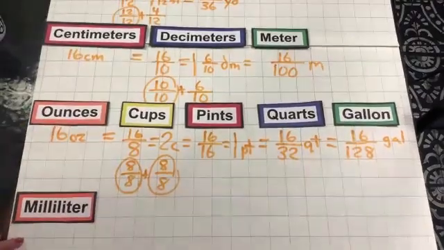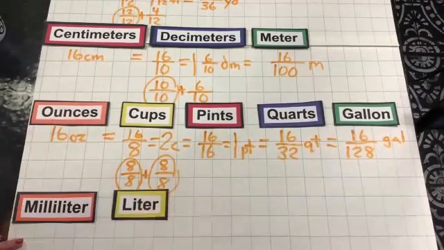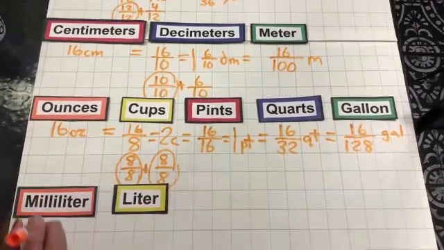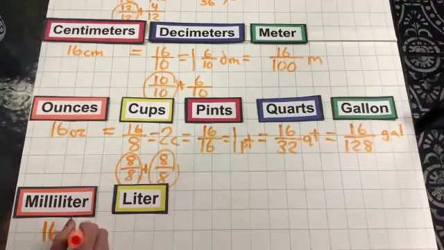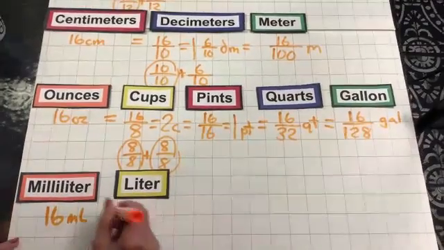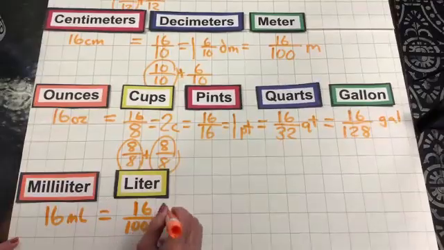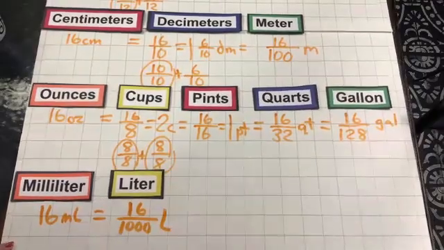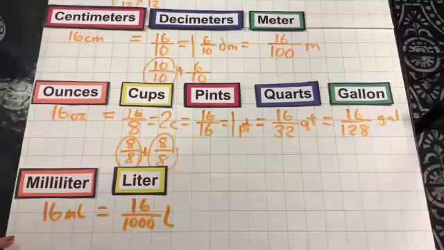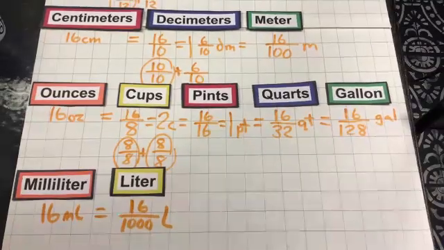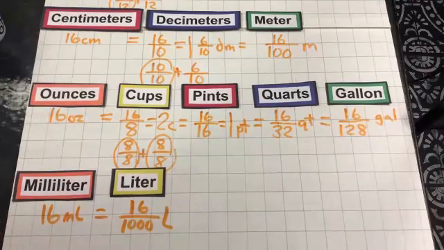Let's go on to milliliters and liters. So if we have 16 milliliters, that would equal 16 thousandths of a liter. So we have our standard form, we have our metric form, and we are done with the number 16.